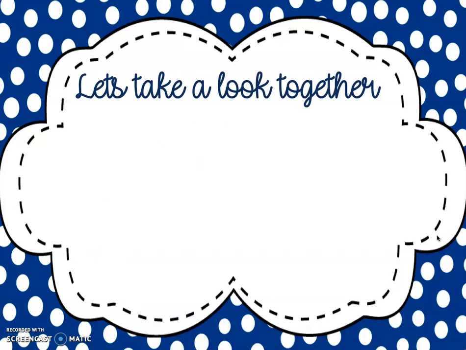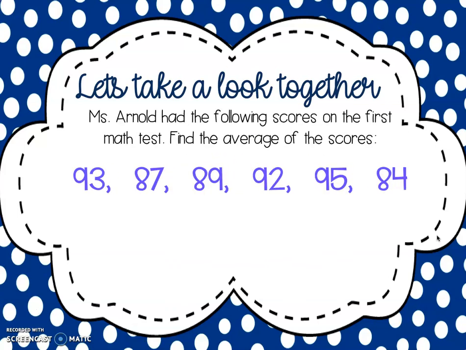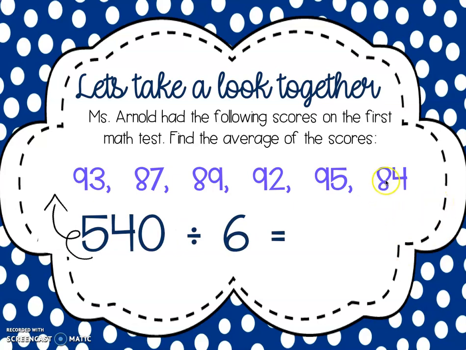So let's look at this problem that you guys just worked on. And it said, Ms. Arnold had the following scores on the first math test. Find the average of the scores. So the first thing we're going to do to find the average is we're going to take all these numbers and we're going to add them together. Okay, when we do that, we get a sum of 540.